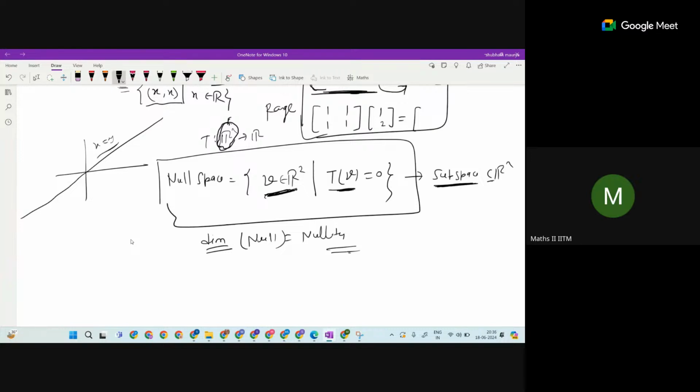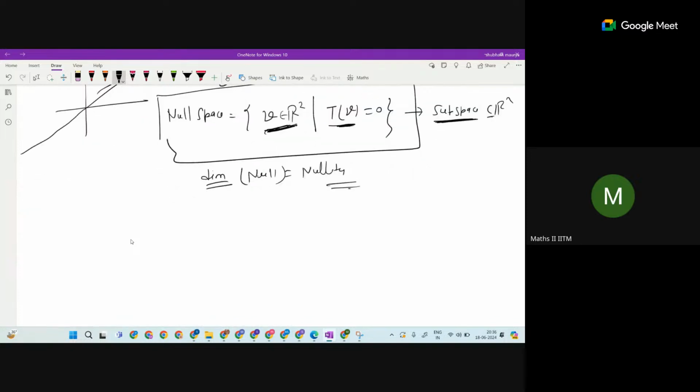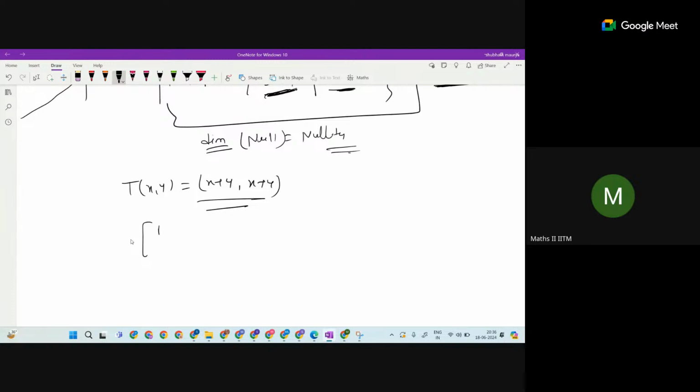We'll also give the formula, the rank nullity theorem. So we have this linear transformation T(x, y) equal to (x plus y, x plus y). To find the null space, we first find the matrix representation, which we have here. To get the image, we do the matrix multiplication with the general vector, and I'm saying the image is equal to 0. I'm taking a general vector and equating it to 0.